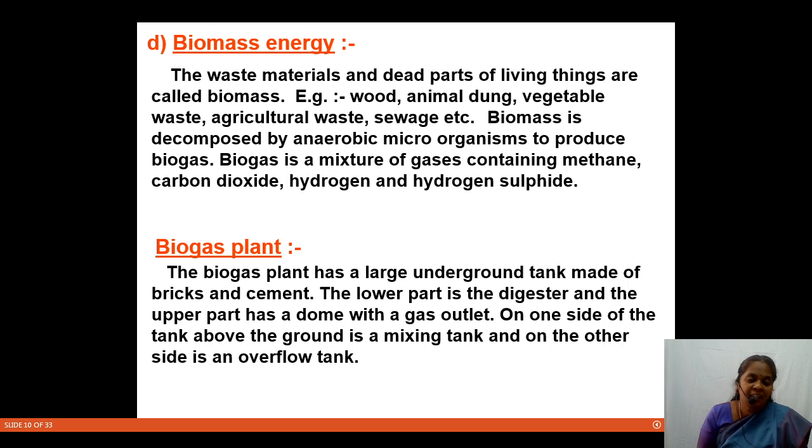Carbon dioxide and hydrogen sulfide are also available along with the methane in biogas. Now, how does a biogas plant work to produce a usable form of fuel? That is what we are getting from it.